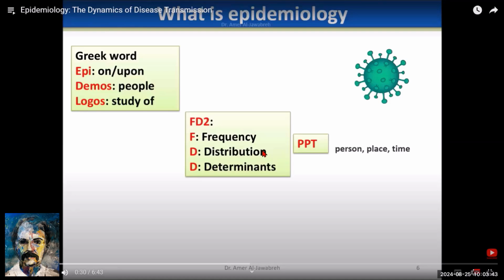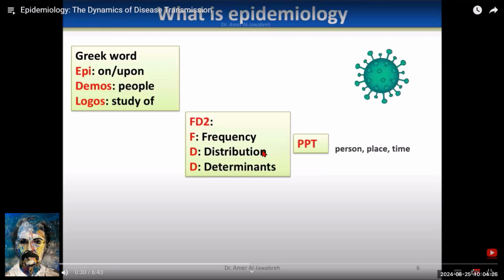That's the first D. The second D is determinants, the cause. What's the cause of the disease? Is the disease caused by a microorganism, or caused genetically, or by exposure to poison and pollution? So this is determinants: genetics, or family history, let's say. So FD2: frequency, distribution by PPT, and determinants, which is the cause. This is an easier way to memorize what epidemiology is. FD2 and finished.